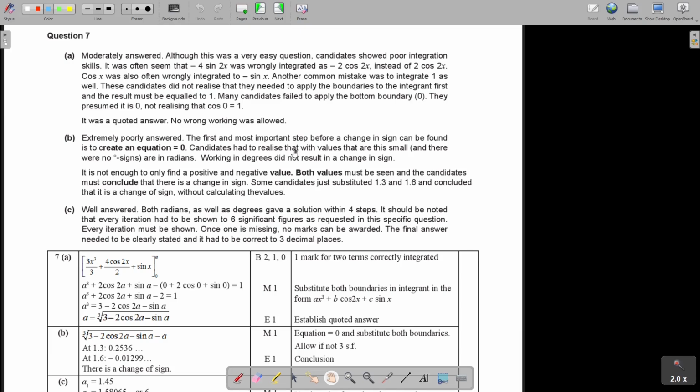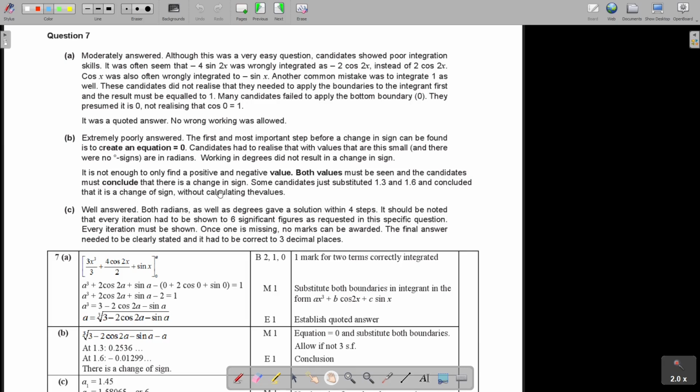Candidates had to realize that with values this small and no negative signs, the calculator must be in radians. So they wanted you to know that you have to put your calculator in radians. Working in degrees did not result in a change in sign. It's not enough to only find a positive and a negative value. Both values must be seen and the candidates must conclude that there is a change in sign.